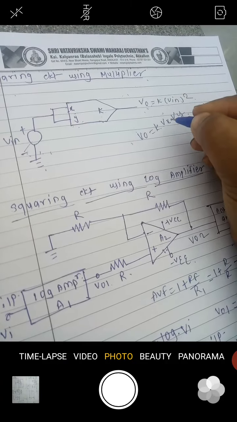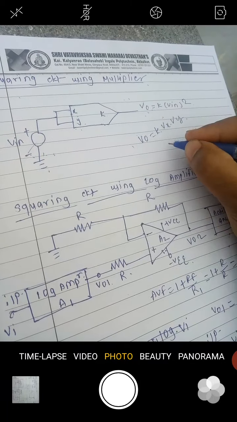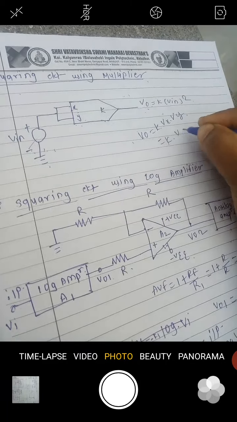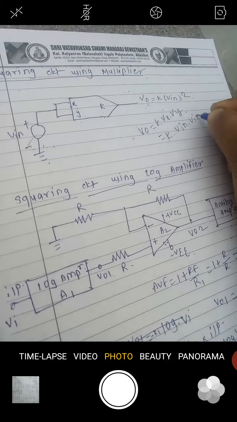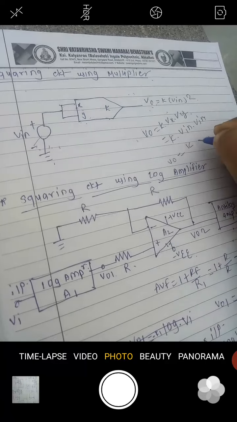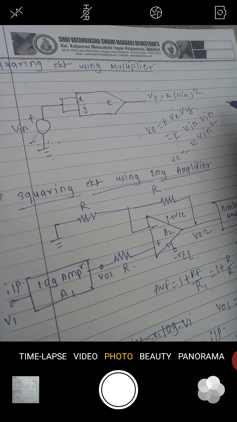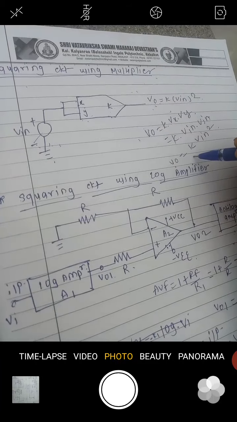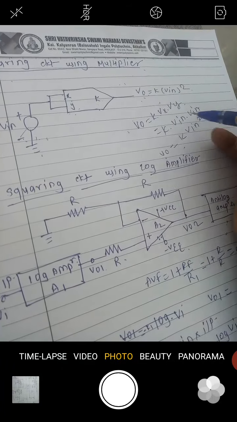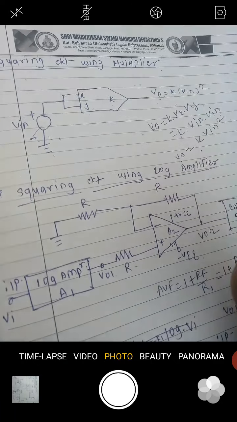Here Vx and Vy, both inputs, are connected to the common input, which is Vin, so that the output is K into Vin into Vin. So Vin into Vin is nothing but Vin square. So the output of this circuitry is nothing but K into Vin square, which means the output is proportional to the square of input. So this circuitry is nothing but a squaring circuitry by using multiplier circuitry.